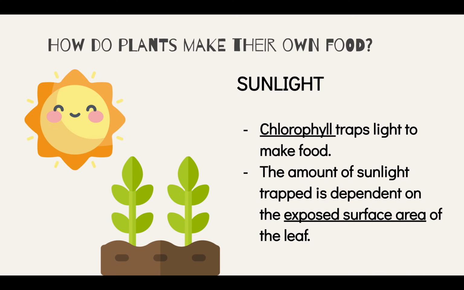Chlorophyll in leaves trap light to enable plants to make food. The food that plants make is sugar. Leaves come in different shapes and sizes. Larger leaves have larger exposed surface area that allows more light to be trapped.